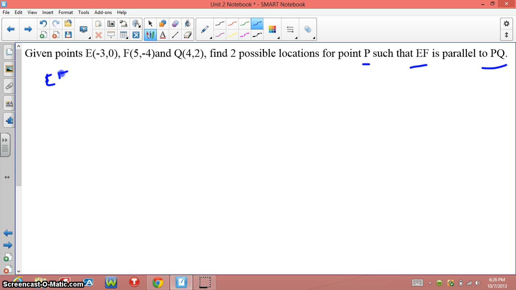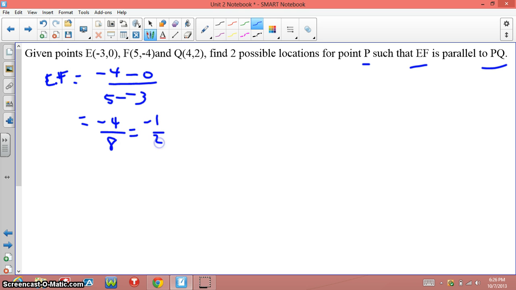So for line EF, remember, it's going to be y2 minus y1 over x2 minus x1. So my y's, I'm going to have negative 4 minus 0 over my x's, 5 minus negative 3. I'll simplify that. Negative 4 minus 0 is negative 4. My x's, 5 minus negative 3 is 8. We'll go ahead and reduce that to negative 1/2. So that's the slope of EF.